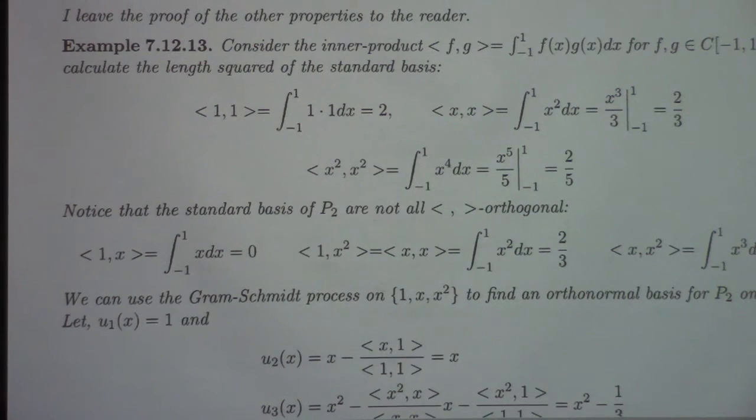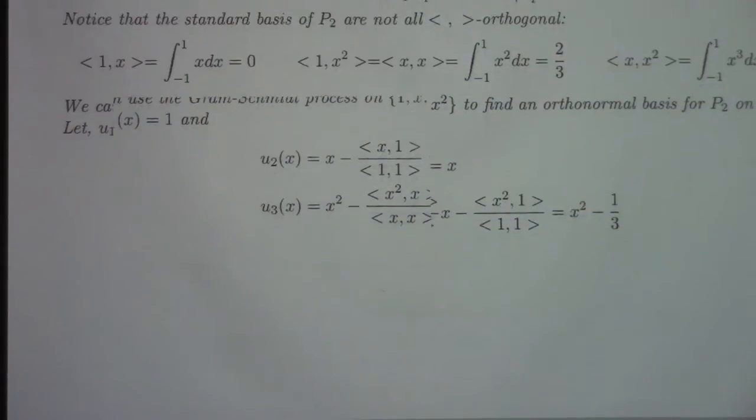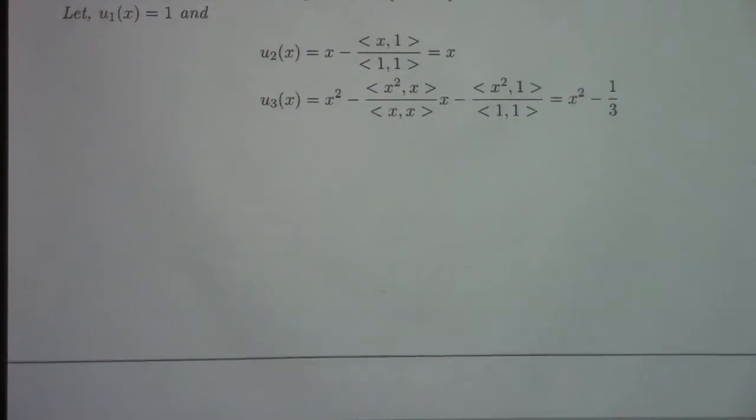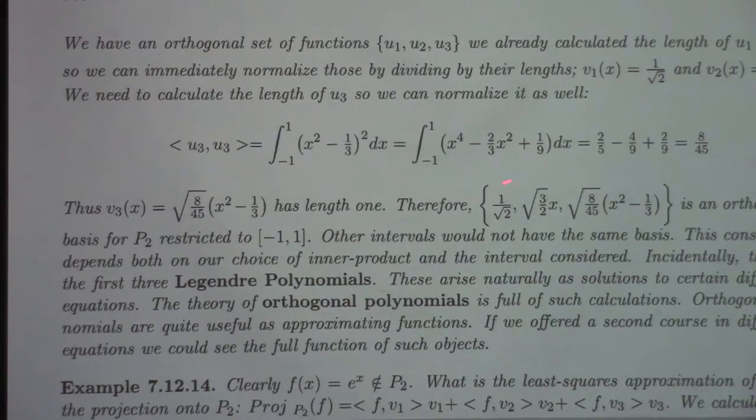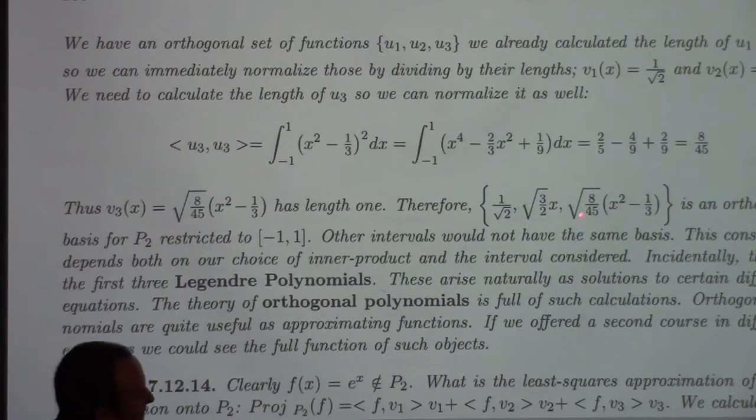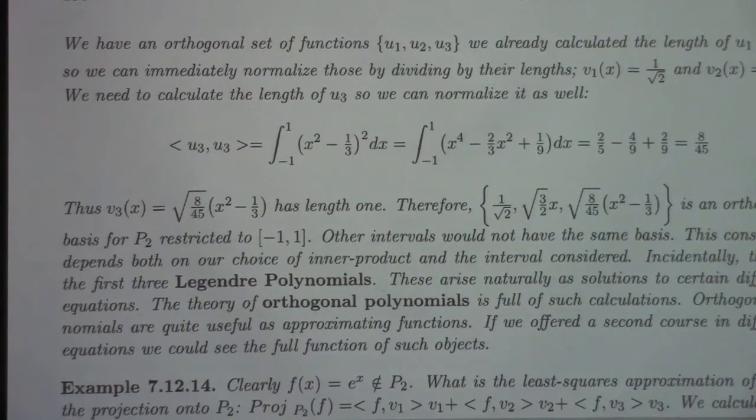So 1, x, x squared is not orthonormal. But if you sort through this notion of orthonormal basis of functions, you produce this set of functions: 1 over root 2, root 3 over 2 x, root 8 over 45 times x squared minus 1/3. This set of functions is known as the Legendre polynomials. So that's where we're going, building these kinds of special functions.